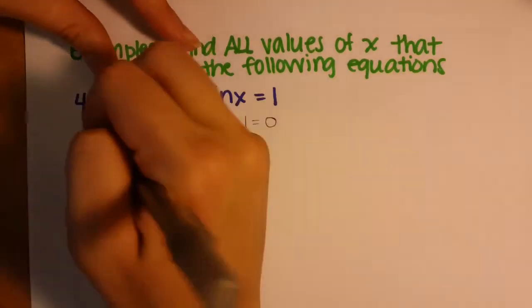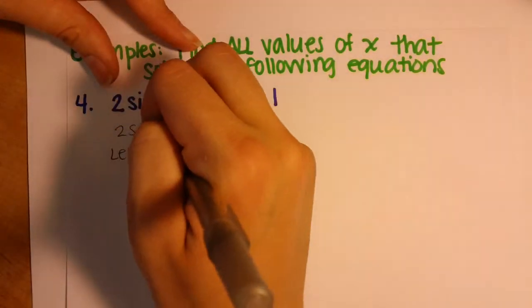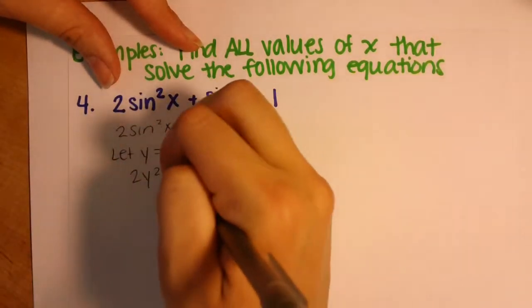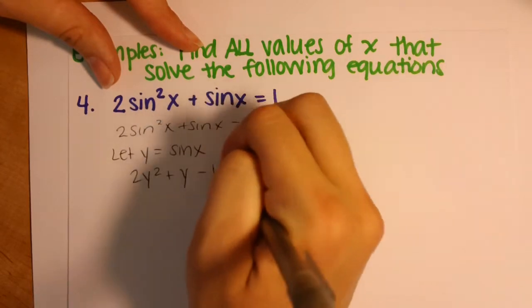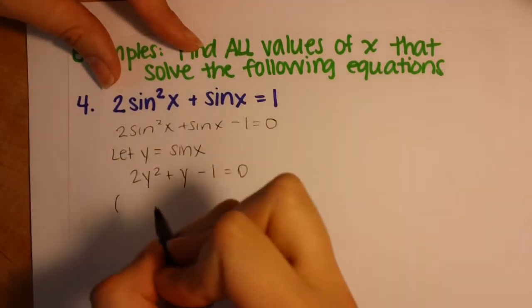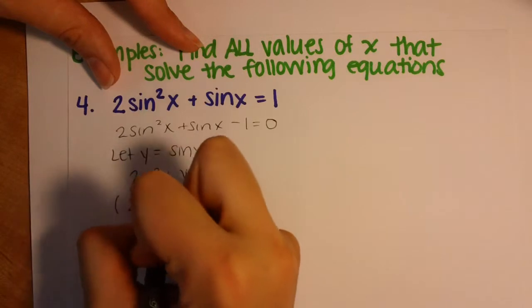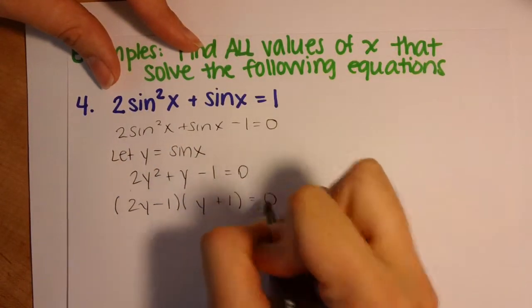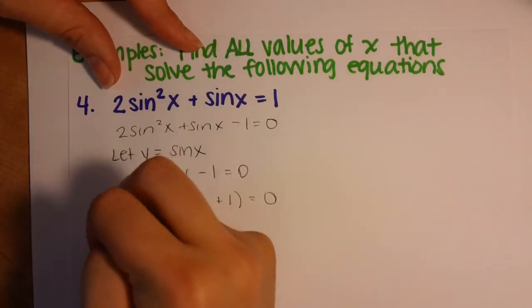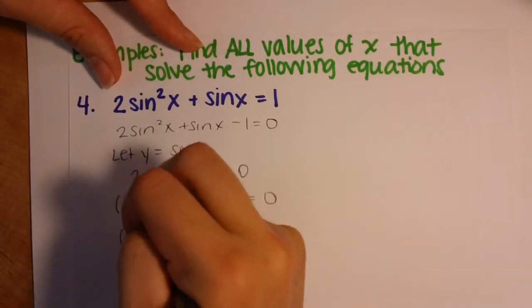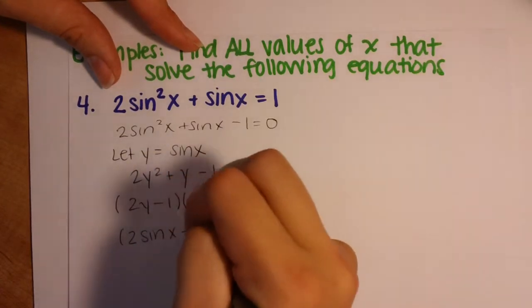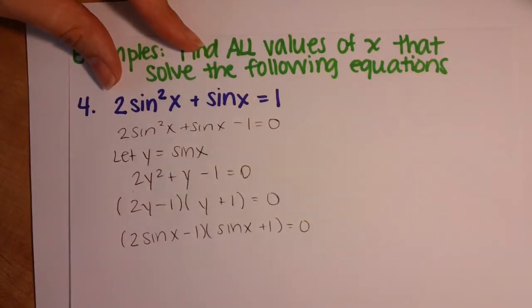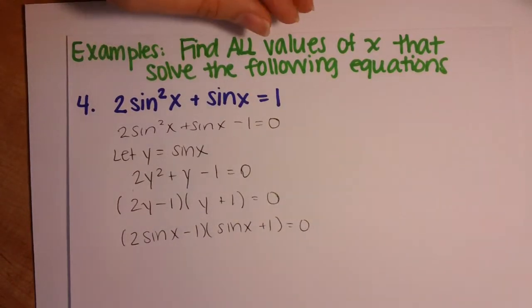And we can let y equal sine of x. So then I'll have 2y squared plus y minus 1 equals 0. And we can factor this into 2y minus 1 and then y plus 1. So we'll be left with, replacing our y back, 2 sine x minus 1 and then sine of x plus 1. And we can use our zero product property here to solve for all of our values.